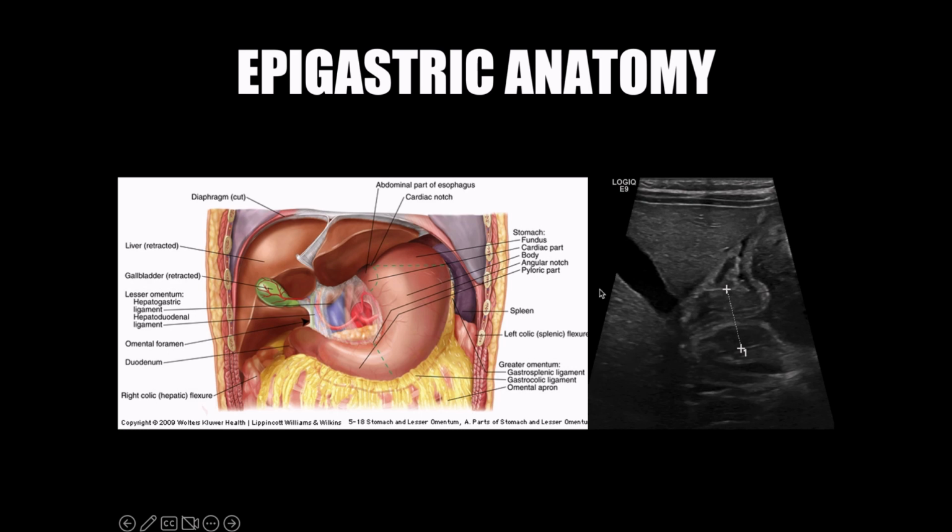This is a very classic orientation for the pyloric anatomy, and it's going to be the same general area you're going to be looking at if you're looking at your biliary ultrasound as well.